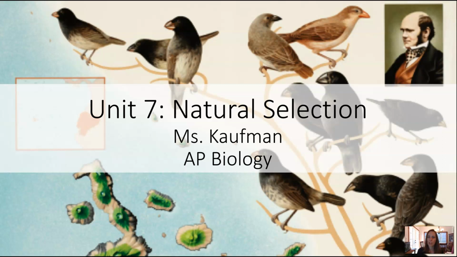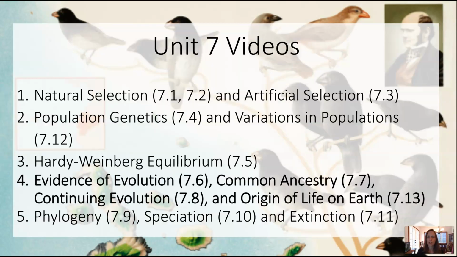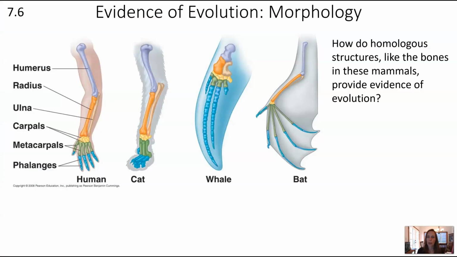This is AP Biology Unit 7, Natural Selection, and this video is video 4 of the 5-video series. This is going to cover a bunch of subunits: evidence of evolution, common ancestry, continuing evolution, and origin of life on Earth. So let's talk about what kind of evidence supports the theory of evolution.